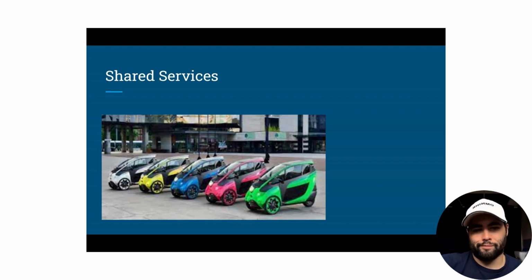The red one, or might be pink, that one would be recruiting and selection. So they would do all the talent acquisition for the entire organization. So these would be split up into departments that focus on their specific niche. And that's how they do the shared services side of things.